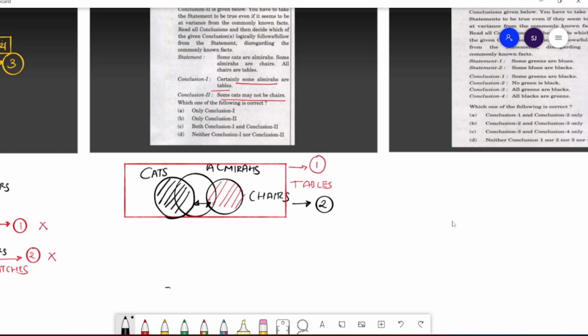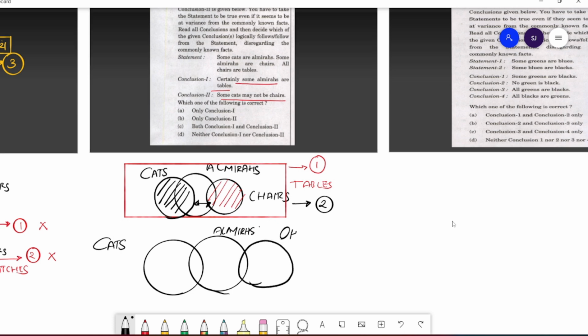So one more diagram. So look at this point. Some cats are almiras. And then some almiras are chairs. So I can have this way. Some almiras are chairs. All chairs are tables. So I can represent it this way.